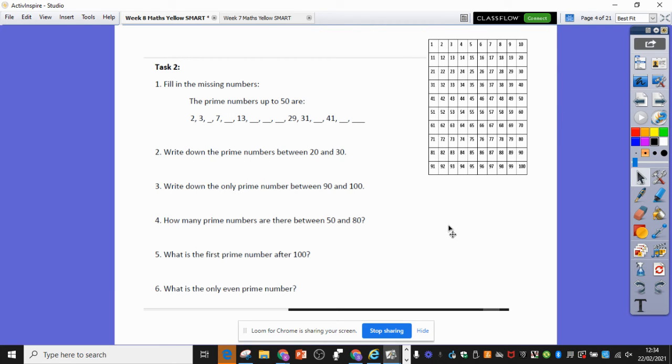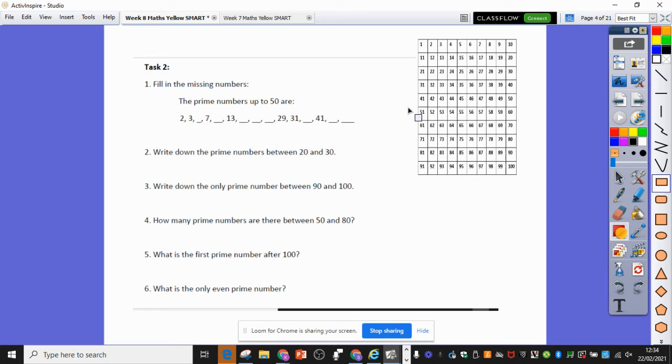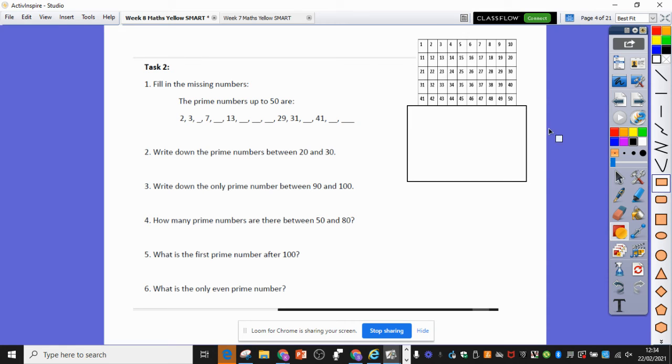So, Year 6. Task 2. Now your 100 square that you just completed in task 1 is going to be so helpful in this task because literally this is fill in the missing numbers. The prime numbers up to 50 are... I'll be getting a piece of paper and blocking out this section here on my 100 square.